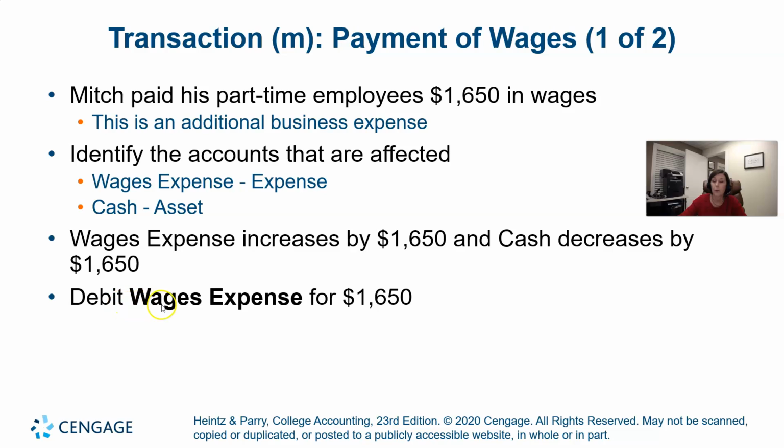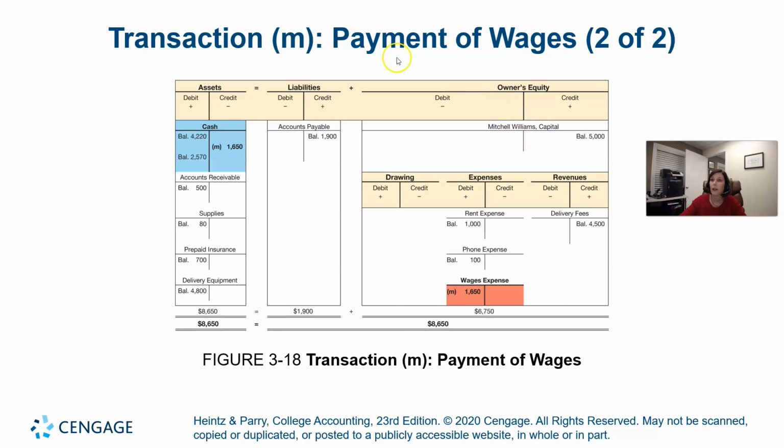And we know that we debit our wage expense for $1,650 and we're going to credit cash for the same amount. And here is this in asset or T account form. We see the credit to cash, which reduces our assets as well as the cash balance itself. And over here within the owner's equity umbrella, you see we've added yet one more expense to the expense column, and that is a debit.